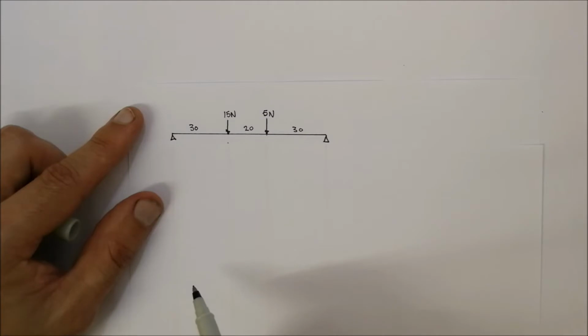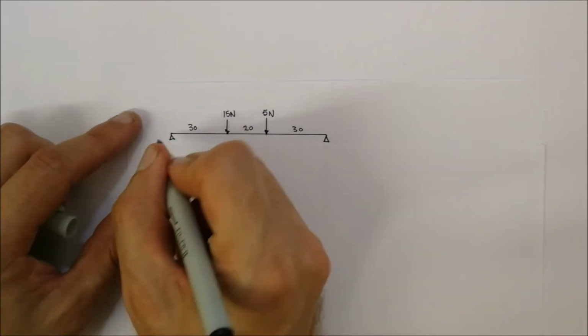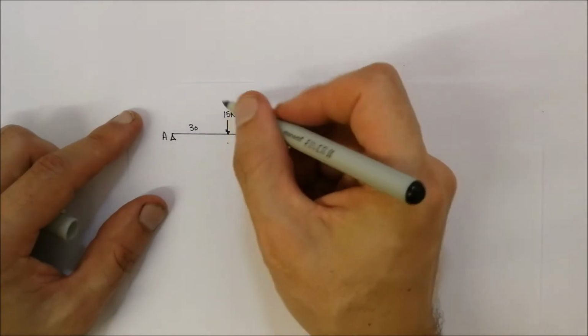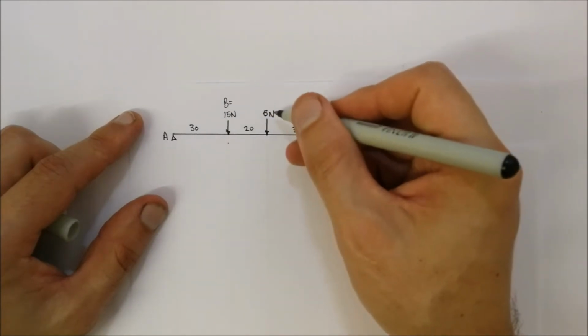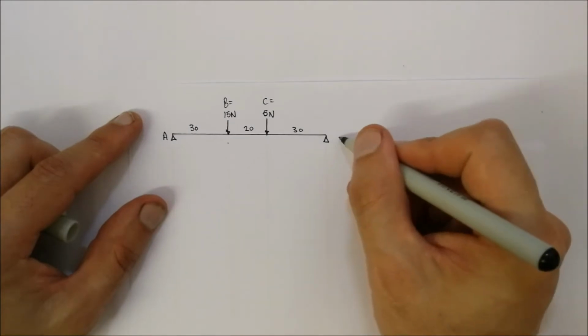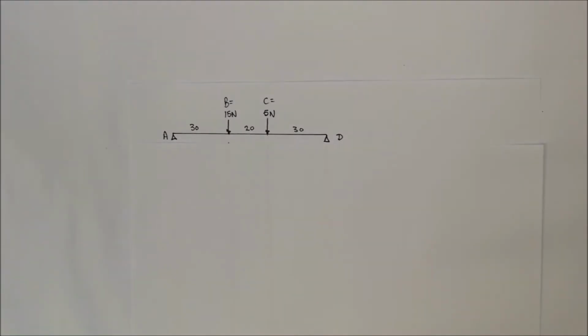Okay, so what I'm going to do is call this pivot point over there A. This force I'm going to call B, so B is equal to that. This force of 5 newtons I'm going to call C. And this pivot point I'm going to call D. And you'll see the reason why it's important to label these specific points.